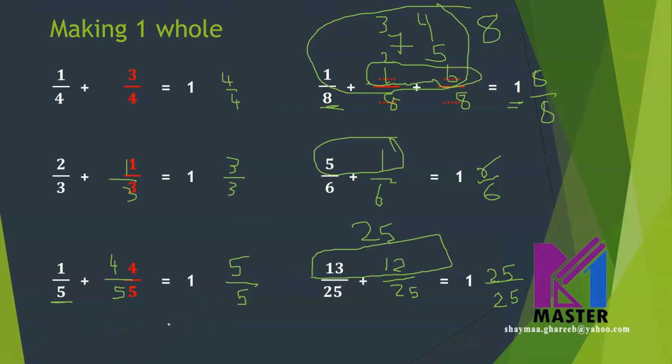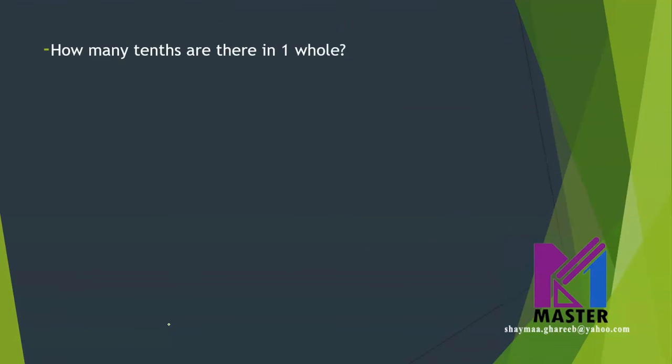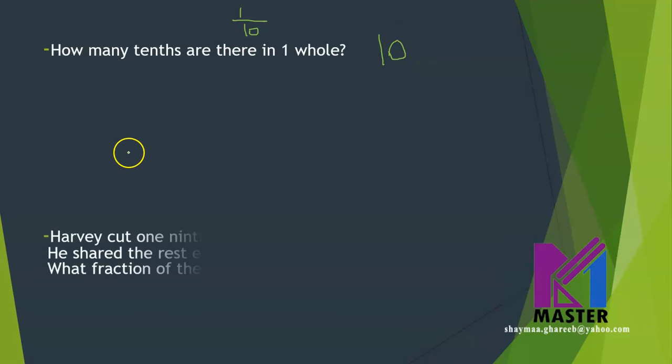All right, now let's move to the next. How many tenths are there in one whole? What do you think? How many tenths? Which means a fraction over 10. 1/10. So how many tenths are there in one whole? Do you remember when we said how many halves, how many thirds, how many quarters? Yes, so there will be 10 tenths in one whole.